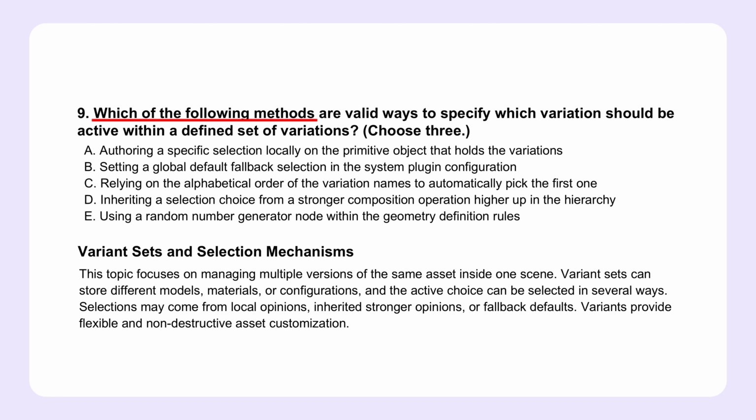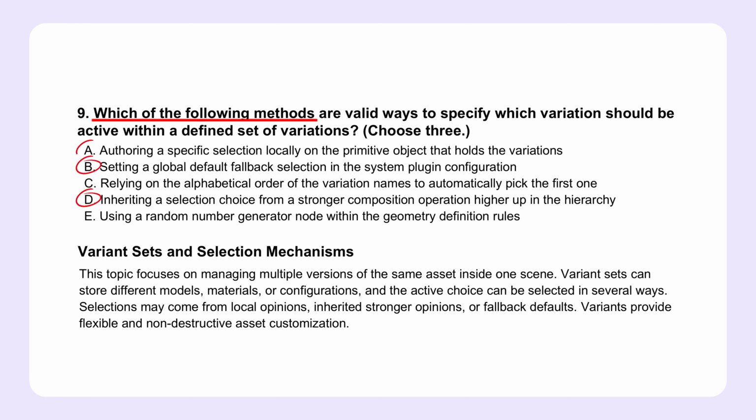Precisely. Which leaves A, B, and D as our correct answers. You can author a choice locally right on the object, which is option A. If no local choice is made, you can let it inherit a selection from a stronger composition operation, kind of like our conductor from question 1, which is option D. Or if absolutely nothing is authored anywhere, it relies on the global default fallback from the plugin configuration, which is option B. We have finally reached part 5, the foundational bedrock.